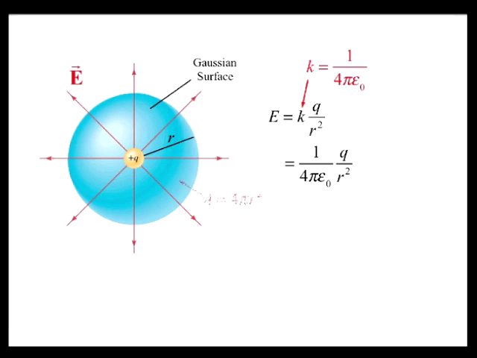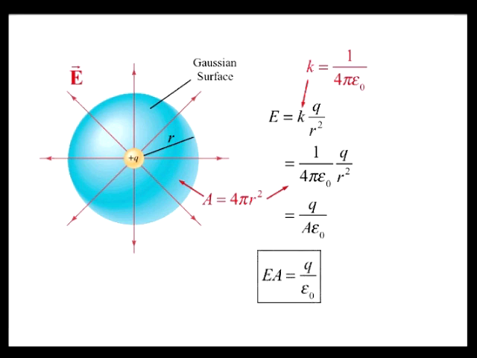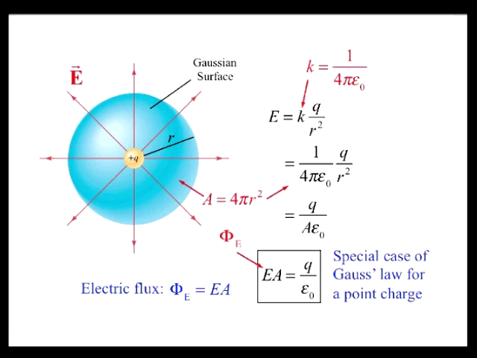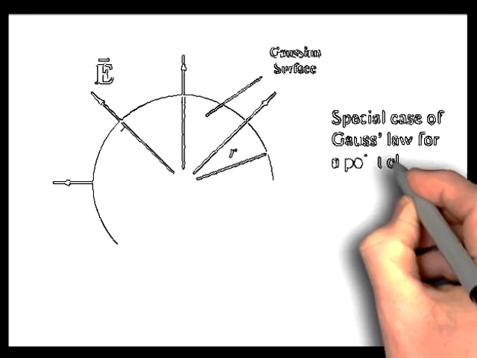Back to our spherical Gaussian surface. Its surface area is given by 4 pi r squared. Therefore, the magnitude of the electric field can be written in terms of this area, or E equals q divided by A epsilon 0. Rearranging, we can write this as EA equals q divided by epsilon 0, which is a special case of Gauss's law. The product EA is called the electric flux and is given by the symbol phi E. This result indicates that, aside from the constant epsilon 0, the electric flux phi E depends only on the charge q within the Gaussian surface and is independent of the radius r of the surface.